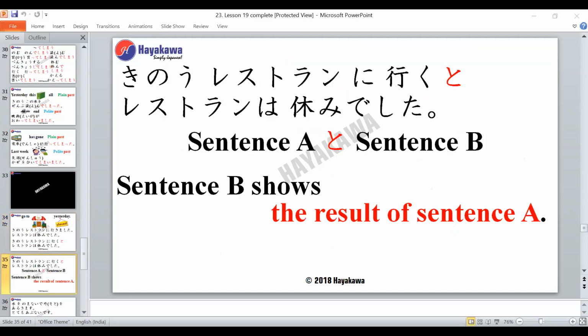So we have the sentence Kino restaurant ni iku to restaurant wa yasumi deshita. So you have the pattern sentence A to sentence B, right? Where your sentence B is showing the result of sentence A. Kino restaurant ni iku. The result of that was restaurant wa yasumi deshita. It was closed. So because I went to a restaurant and I saw it, I knew that it was closed. So sentence B is showing the result of sentence A. Any doubts so far?